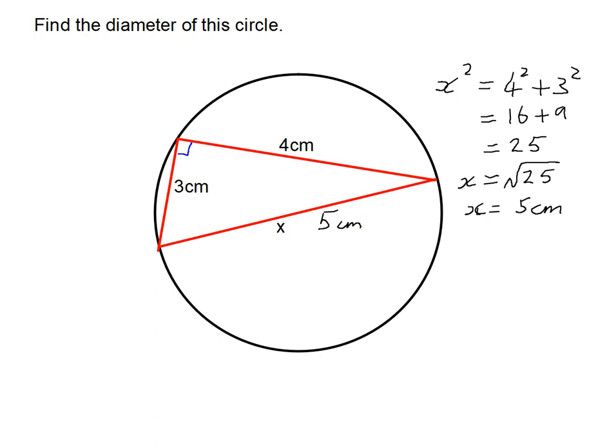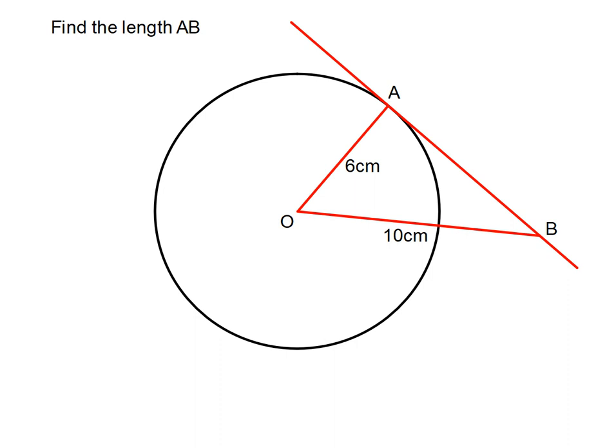Okay, the next one. This one's similar. We're being asked to work out the length A to B, so the length along this tangent. The tangent meets this radius here, which means that that angle there is 90 degrees. This one's slightly different to the last one in that we're asked to find one of the shorter sides, because the longest side of this right angle triangle is going to be this 10 centimetres, because that is opposite our right angle, so that is the hypotenuse of the triangle. So we have to use the short side formula. I'm going to call this side x, just to make it easier for my formula.